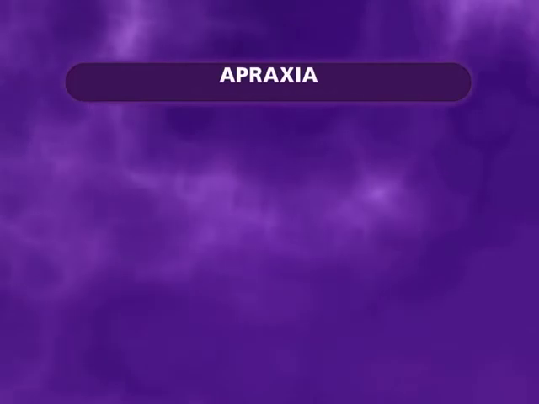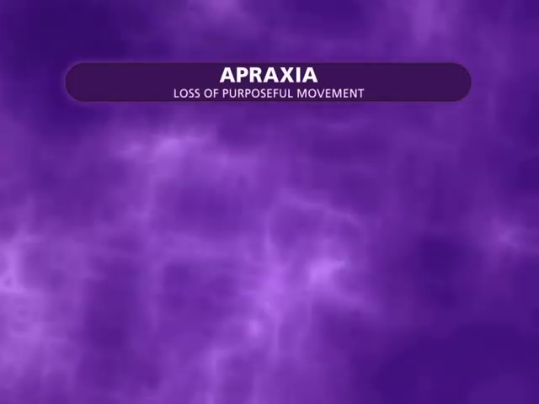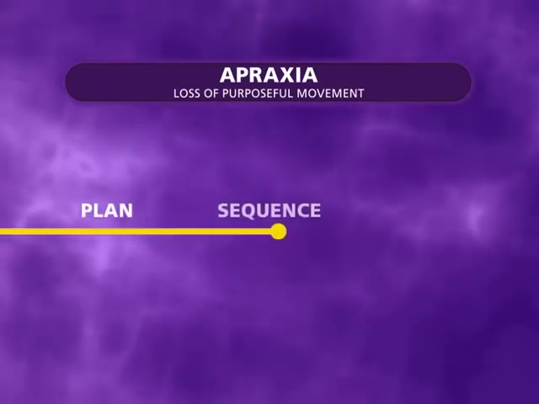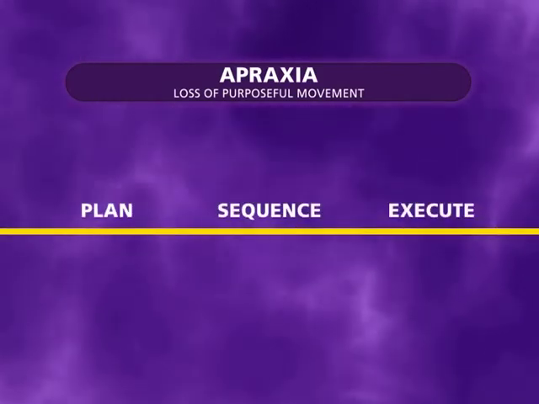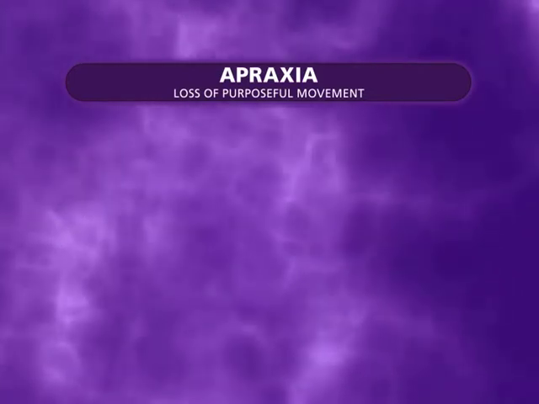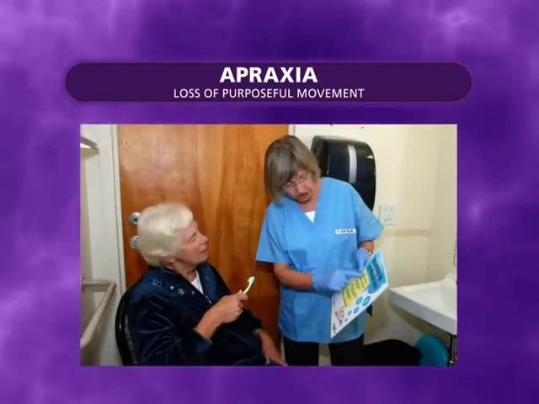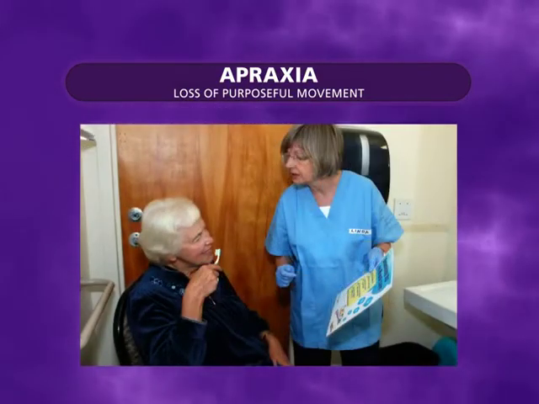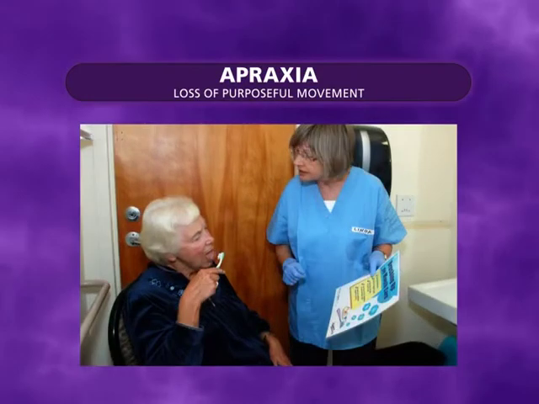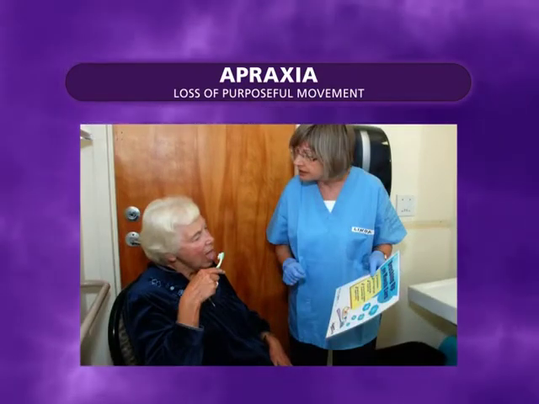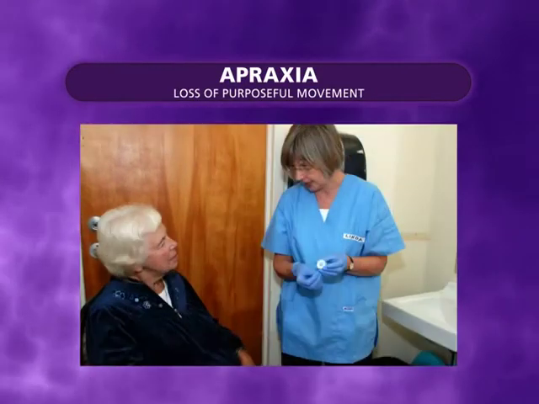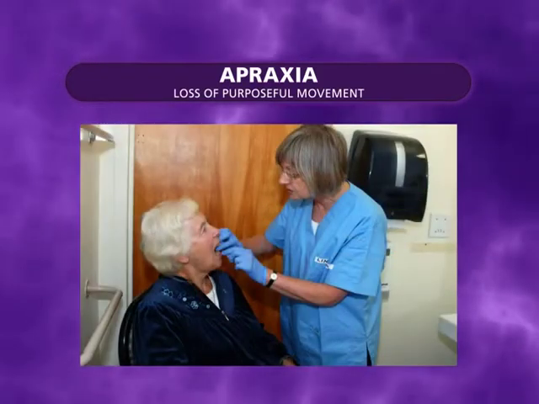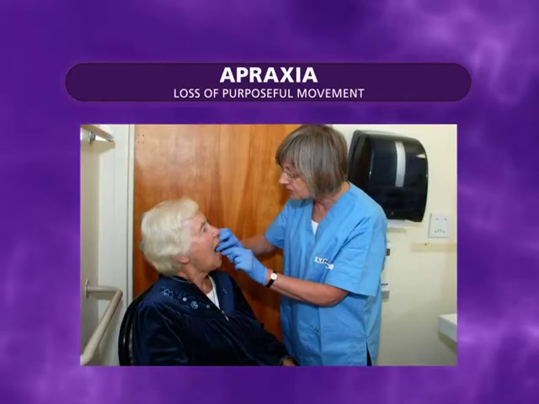Apraxia. Loss of purposeful movement. People with dementia often lose the ability to plan, sequence, and execute multiple steps of a task. Think about all the steps involved in brushing your teeth. A person experiencing apraxia may require simple instructions to break down each step involved in brushing their teeth. You may have to demonstrate each step in brushing your teeth. Don't assume that they can remember to do it at all or place it in the right sequence.